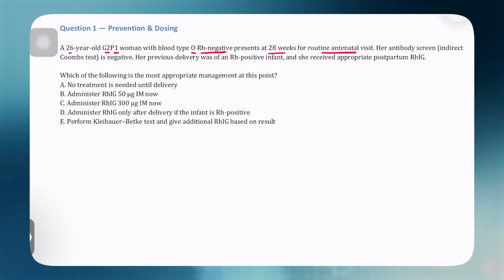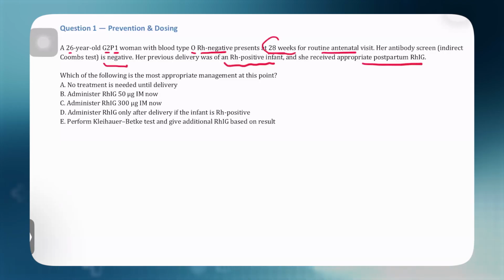Her antibody screen, indirect Coombs test, is negative. Her previous delivery was an RH positive infant and she received appropriate postpartum immunoglobulin. Which of the following is the most appropriate management at this point?